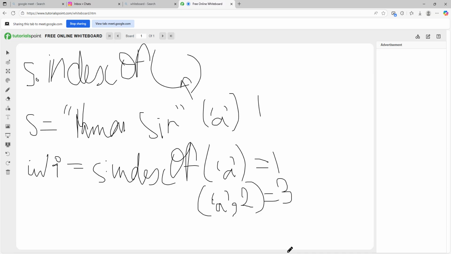Let's say I search E. Character E. It will give me nothing. I mean, it will give me -1, because there is no E inside the string.